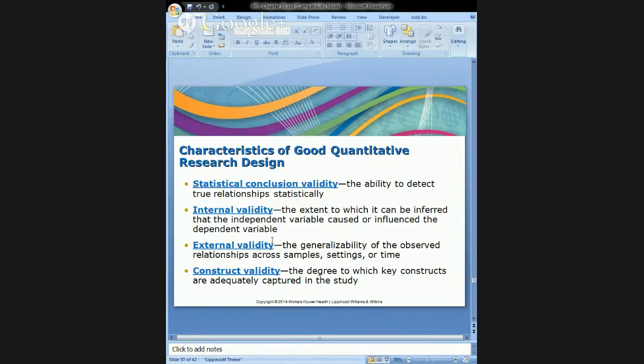Okay, let's talk about validity in research. Validity refers to the truthfulness of the research findings. The truthfulness can be somewhat determined by design, so we need to look at those things when we're talking about research studies, because you want research studies that provide true findings. So the types of validity that you're looking for are statistical conclusion validity, internal validity, external validity, and construct validity.